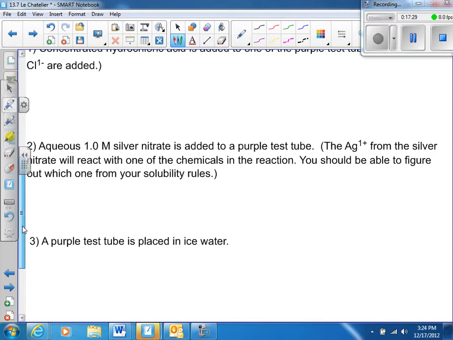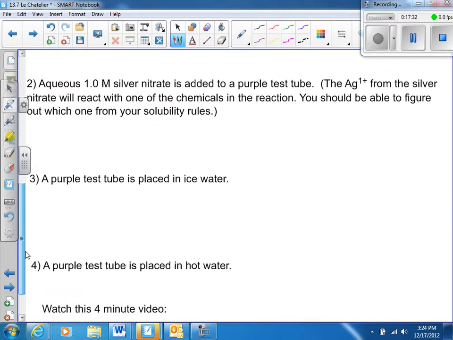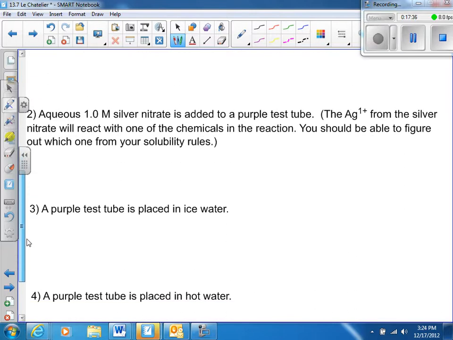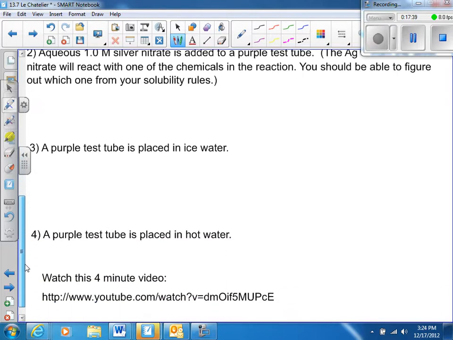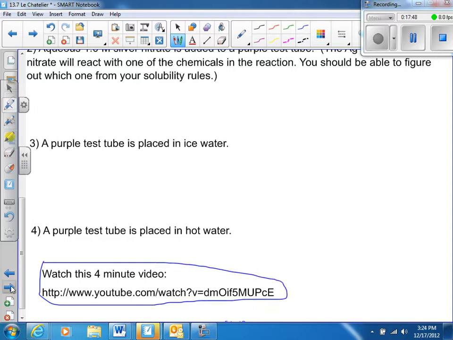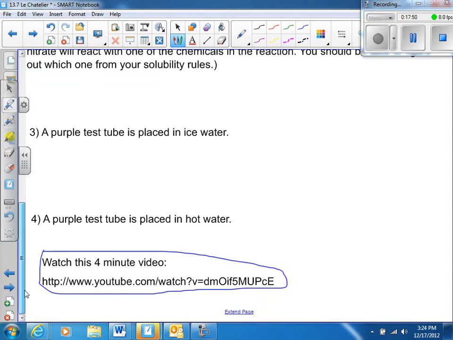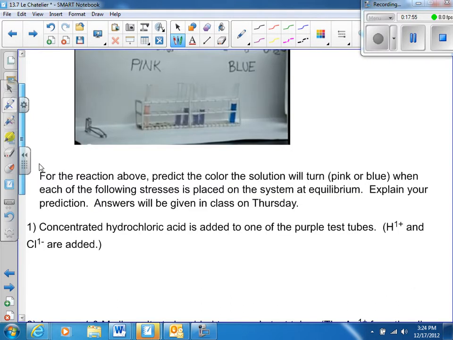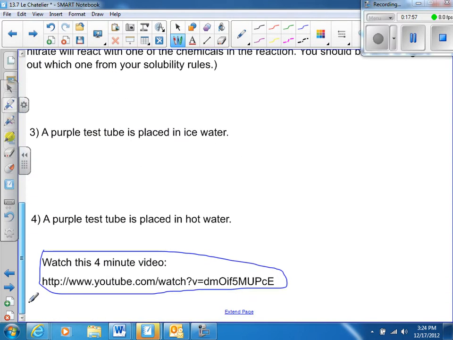So you're going to have to pause. These are the 4 questions. Make sure you get all those 4 questions written down, or hopefully you have them down already. And then you're going to answer whether you'll turn pink or blue and explain why. And there is a 4-minute video which shows this reaction and what happens. So you can actually see the pink and the blue appearing from the purple and see if your predictions were correct. So this is how you will check your answers and see if you predicted it correctly.